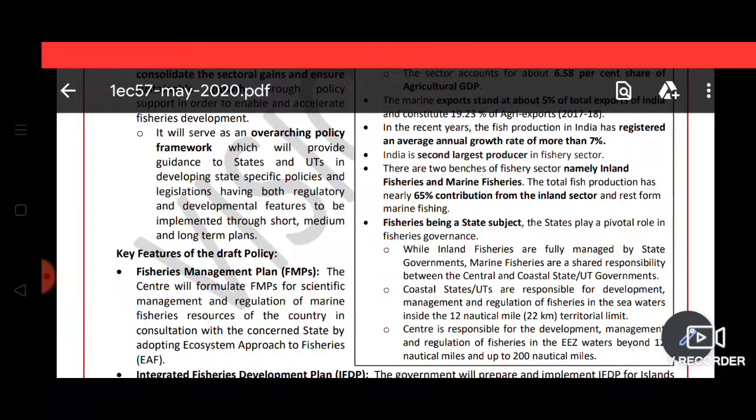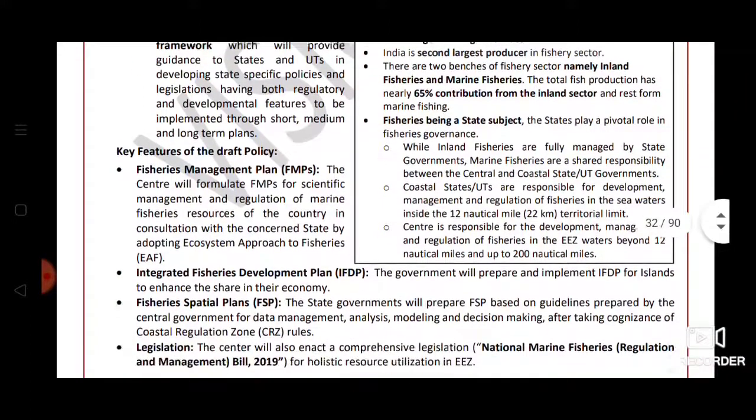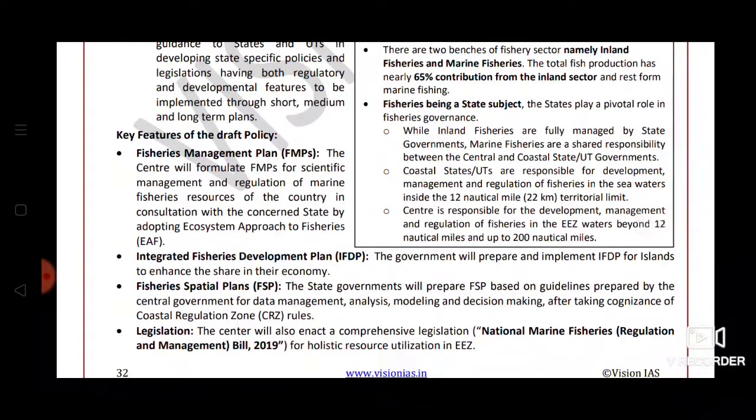Now let's see the key features. So we saw what the problems are. We saw why the fisheries sector is important. Some basics we have seen. Now let's go to the draft policy.